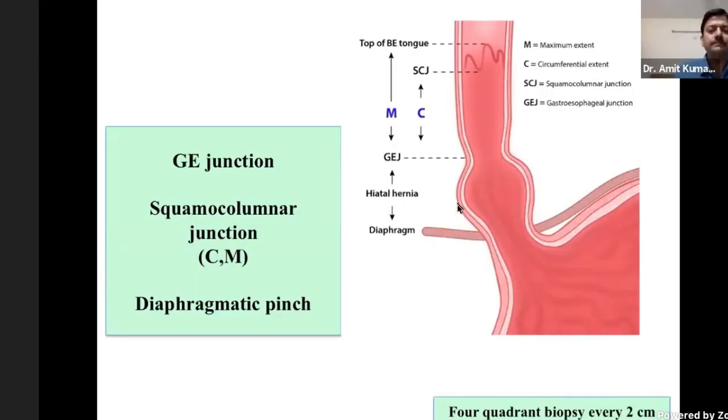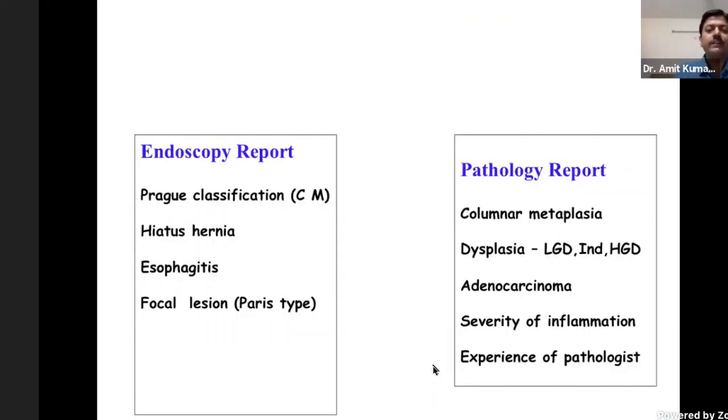is the hiatus hernia. So in patients where the squamocolumnar junction is more than 1 centimeter away from the GE junction, you have to take a biopsy to confirm Barrett's. The biopsy recommended according to the Seattle protocol is a 4-quadrant biopsy every 2 centimeters. Okay. So just to summarize, the endoscopy report should talk about the circumferential and the maximal extent according to the Prague classification, describe hiatus hernia if present.